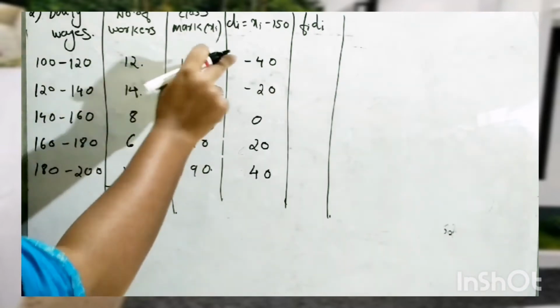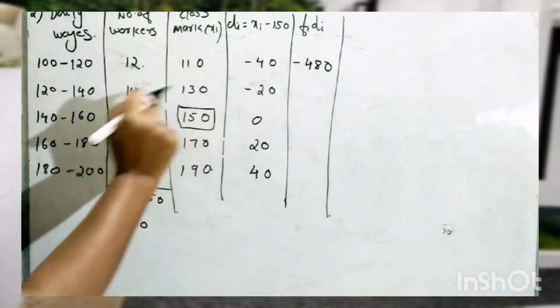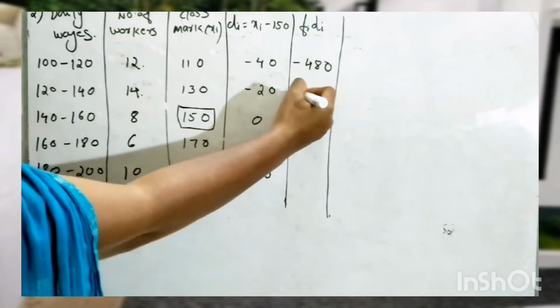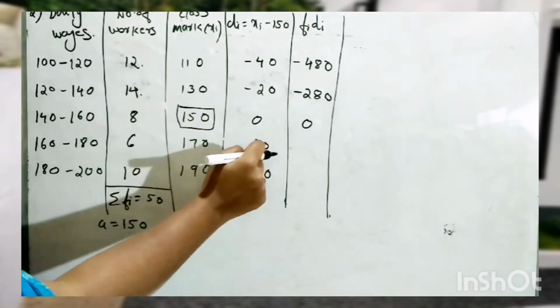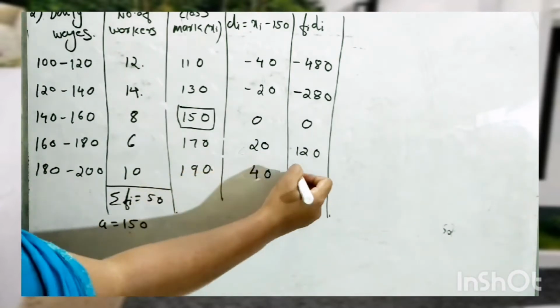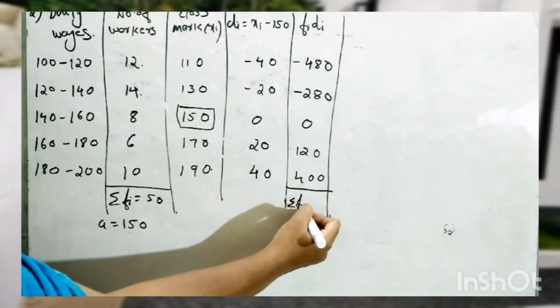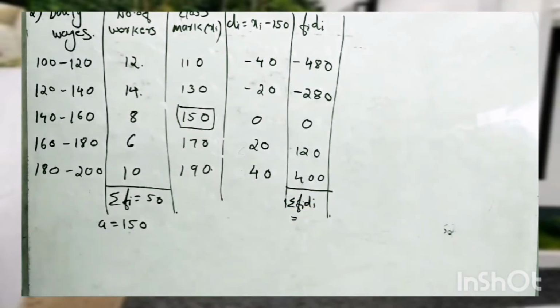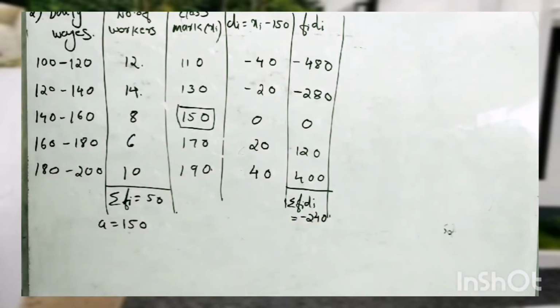And Fi into Di, that is 12 into minus 40, minus 480. 14 into 20, minus 280. 8 into 0, 0. 6 into 20, 120. 10 into 40, 400. And the sum of this column, summation Fi Di, is equal to minus 240.